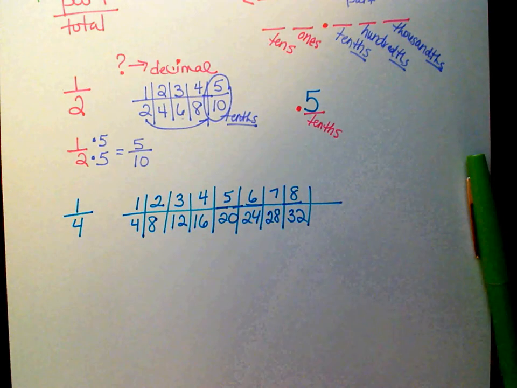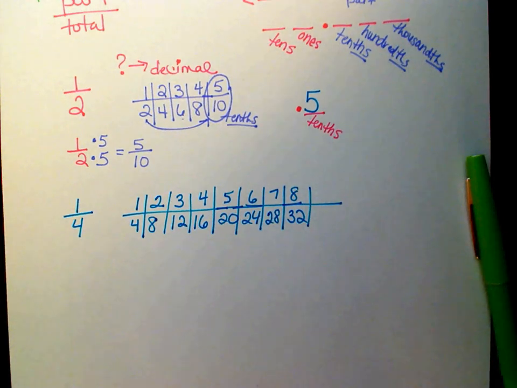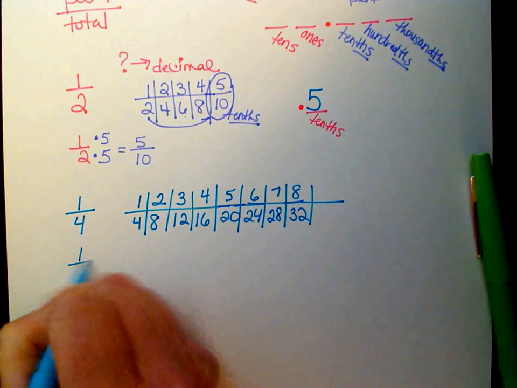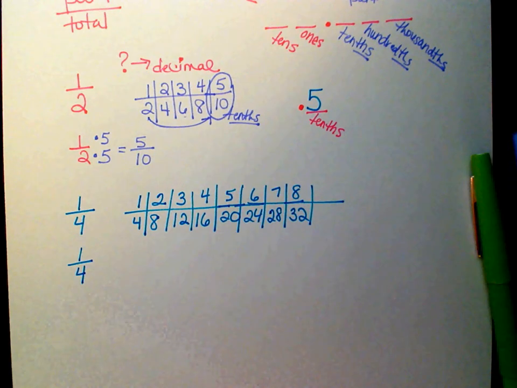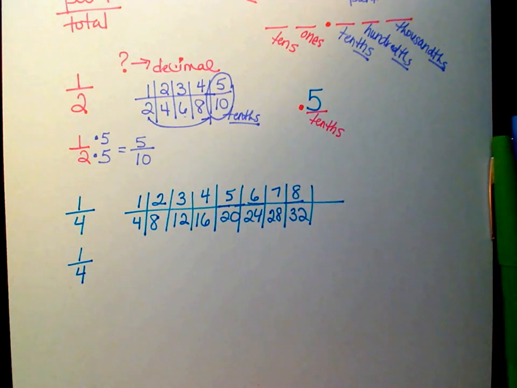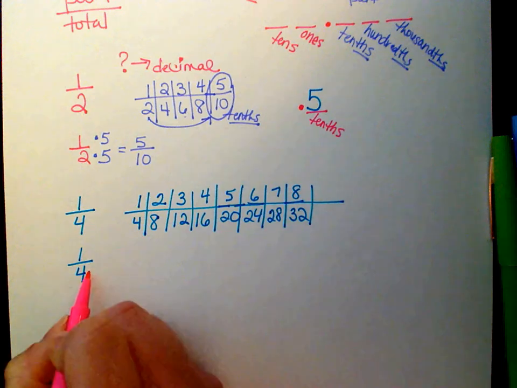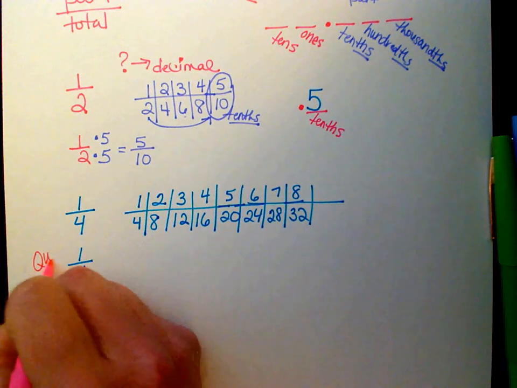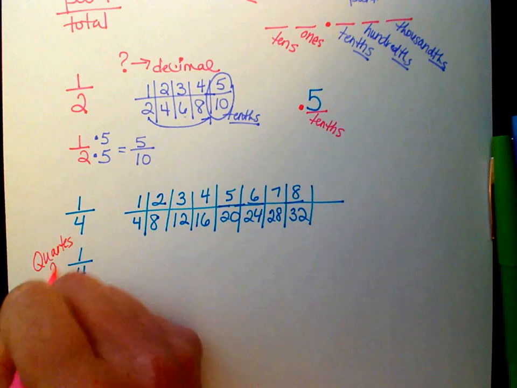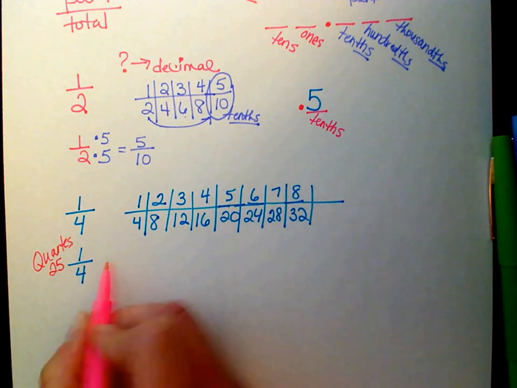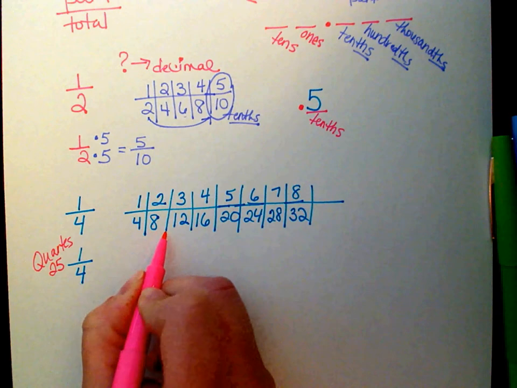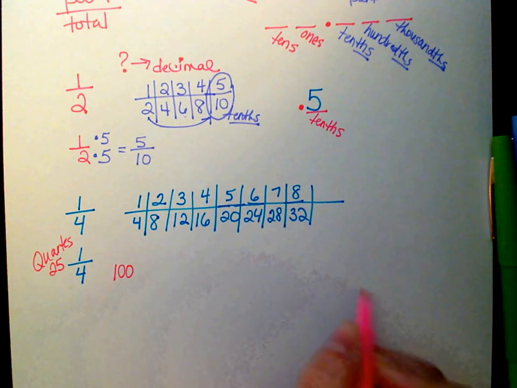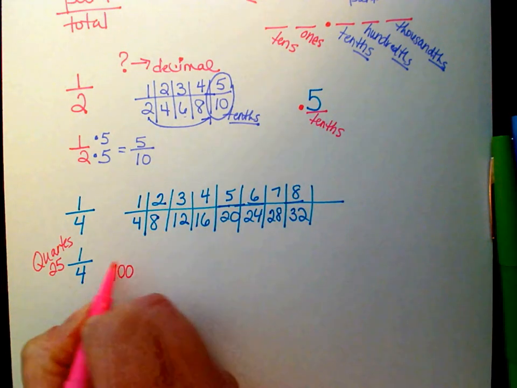That's going to take way too long. So it's a benchmark, and that's why we think benchmark and we memorize those just like our multiplication facts. However, with our fourths, our reminder is quarters, 25 cents, because we know we can't get to a tenth, so the next option is a hundredth. Well, I know 4 quarters equals $1.